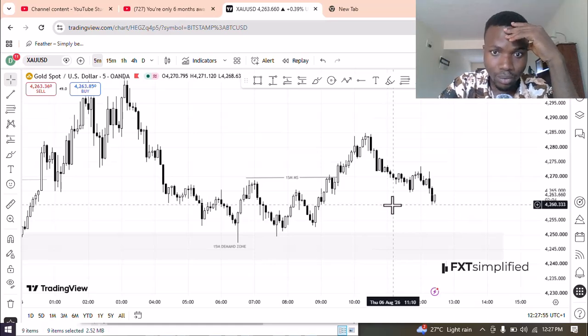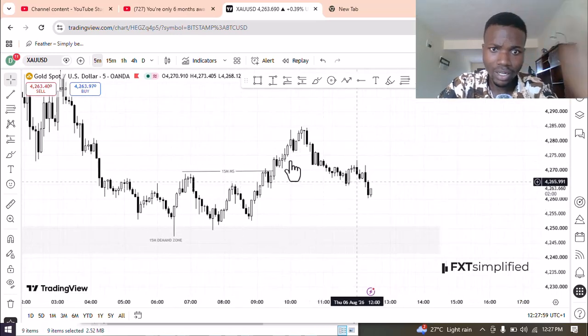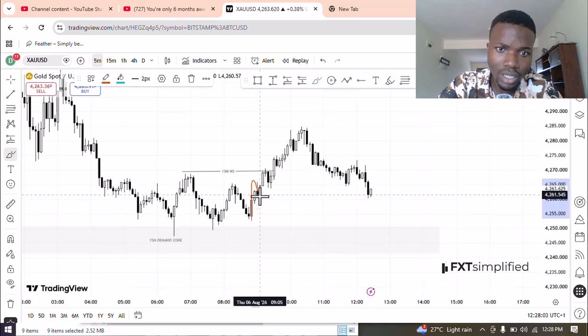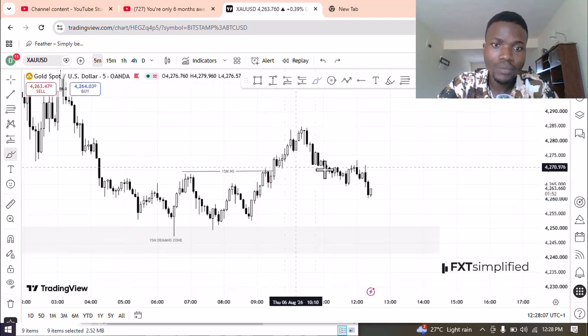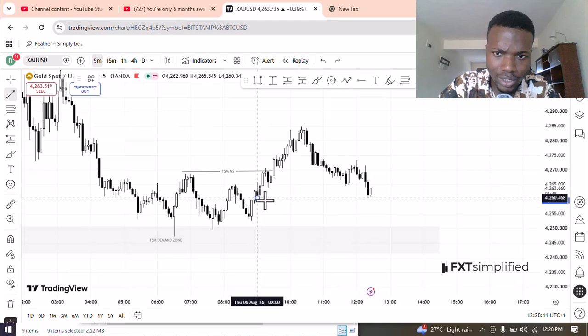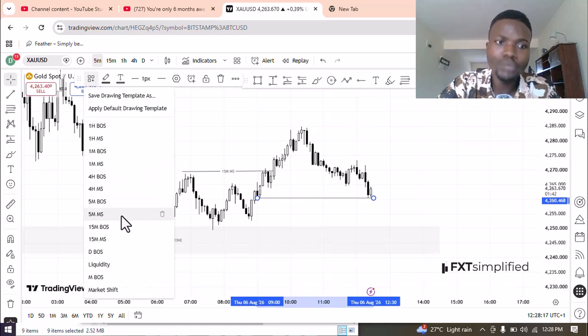What I'm observing on this trade is that on 5 minutes price was creating higher highs, higher low, a little pullback. I can see that there is a low here which price is currently respecting. So this is liquidity being built up.